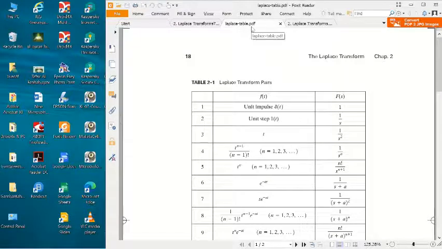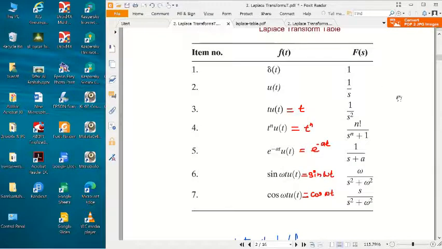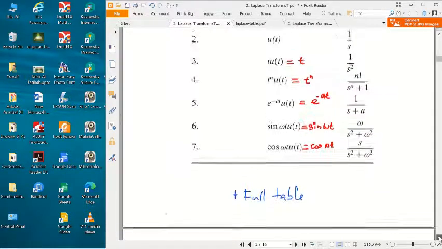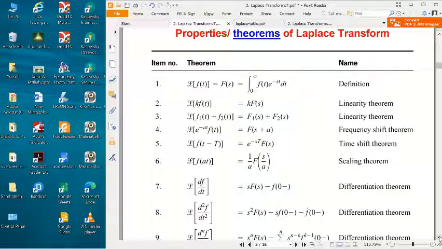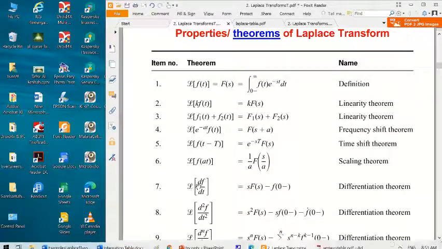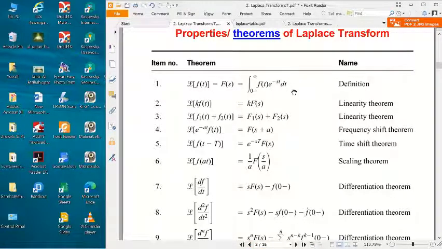But the procedure is as we discussed just now. That's how they did it last time. Before we can utilize this Laplace table, we need to learn also about the theorems of Laplace transform. That means how we're going to use the table effectively and easily. The first rule, of course, is just the definition that we discussed just now. The second theorem is called the linearity theorem.